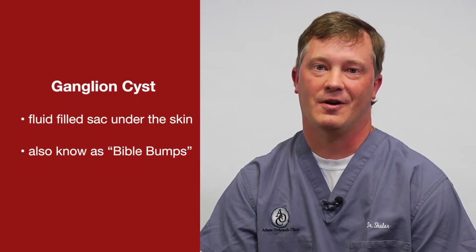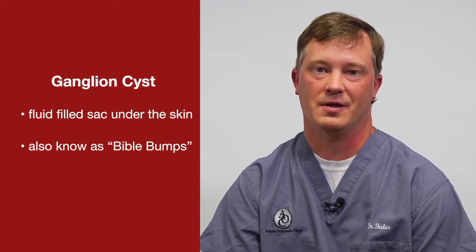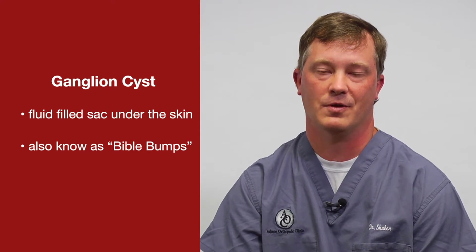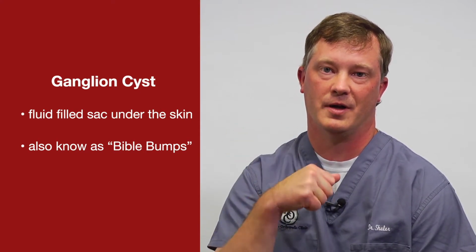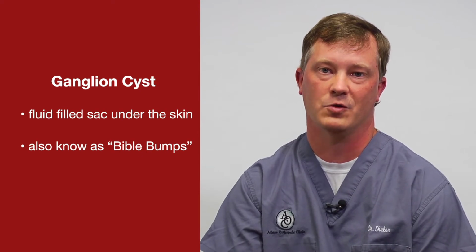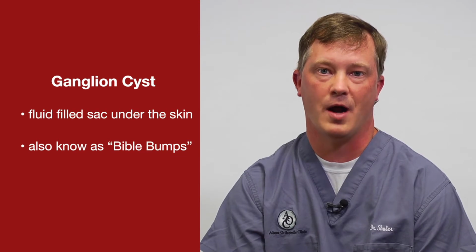What ganglion cysts are is basically a fluid-filled sac, and what occurs is there's a small tear in the capsule or the lining of the joint, and then every time you bend your wrist and twist your wrist, that fluid from the joint gets squirted out through that tiny little hole, and it basically creates a water balloon.